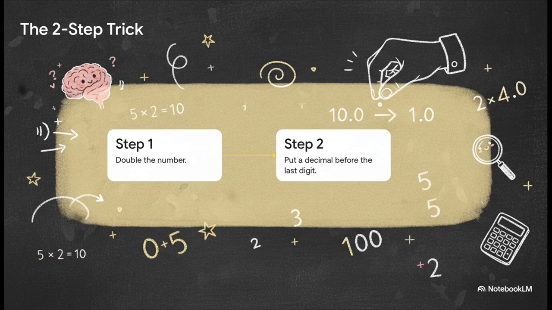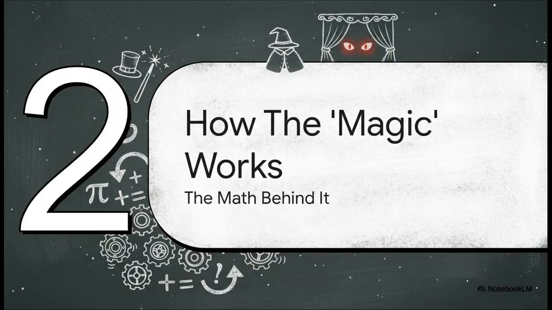Step 1, you just double the number. Whatever it is, multiply it by 2. Step 2, move the decimal point 1 spot to the left. And that's it. Seriously, that is the entire trick. Now, I know what you're thinking. That sounds way too easy. It sounds like magic, but it's not. It's just pure, really elegant math. So let's pull back the curtain for a second and see how this little bit of magic actually works.